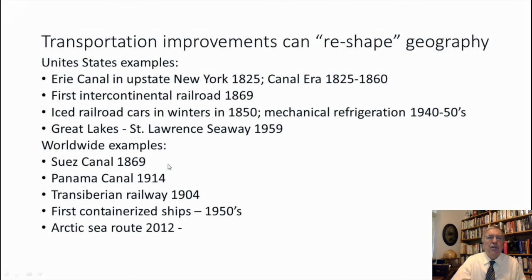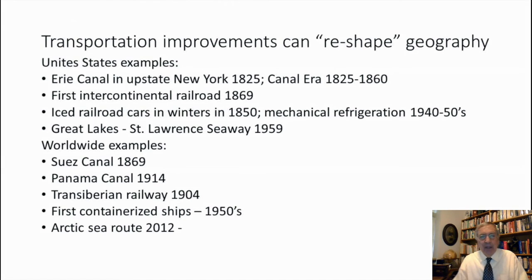Worldwide examples, the Suez Canal was constructed in 1869. Suez Canal goes across northern Egypt, where Africa meets Asia, and it allows ships coming from India, China, Southeast Asia, back and forth to Europe to cut off the whole distance. I mean, think of the savings of, I don't know how long it would take a ship, maybe a week to go all the way around Africa.